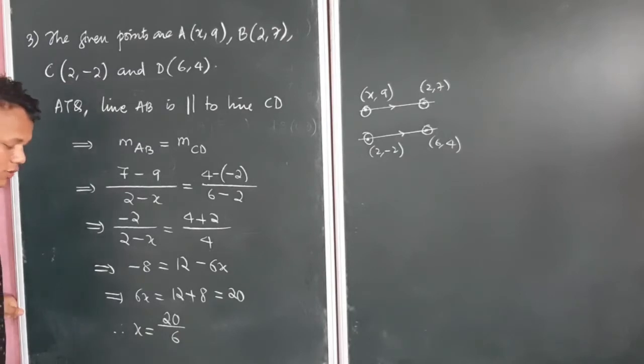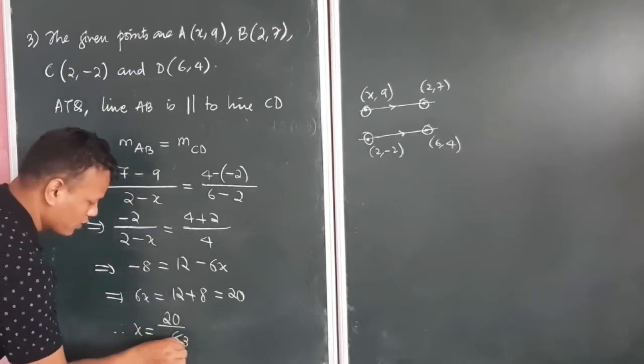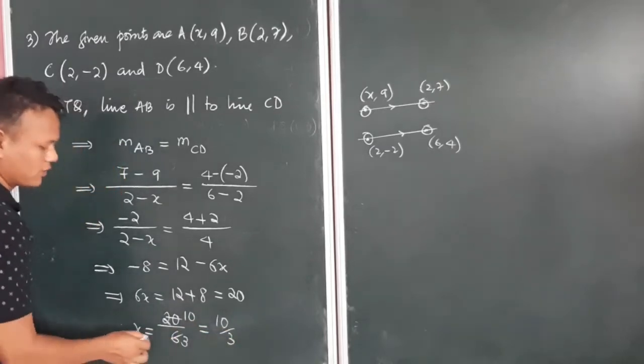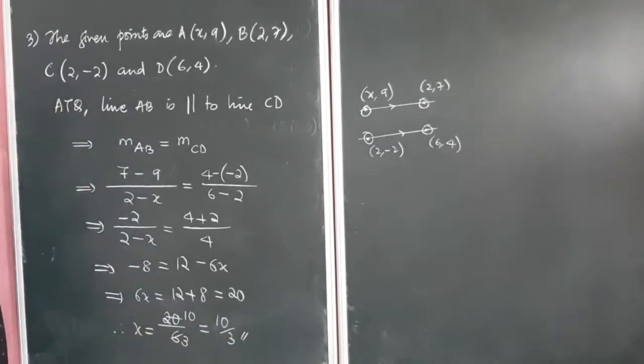Do the cancellation with 2. So 2 3s are 6, 2 10s are 20. So the answer, that is the value of x, turns out to be 10 by 3. Alright, you may pause the video to note this down.